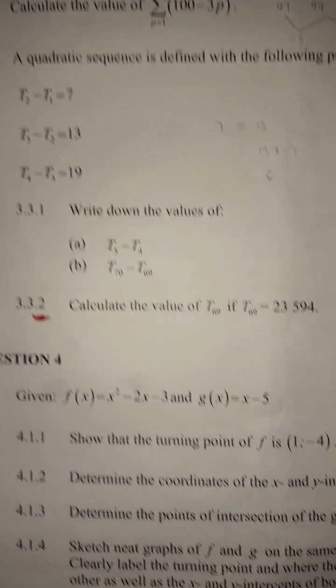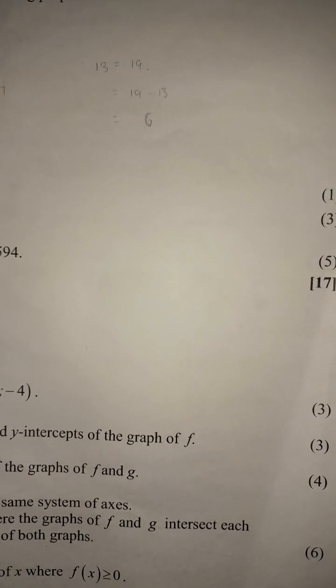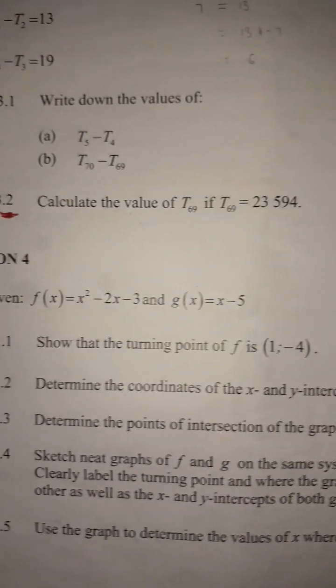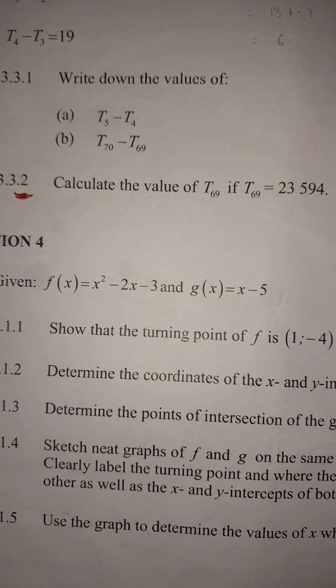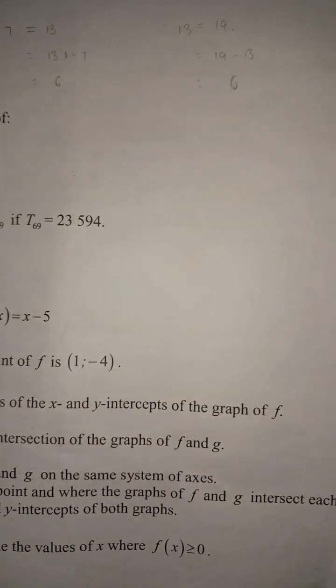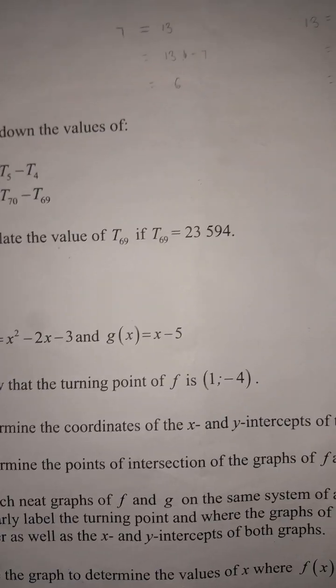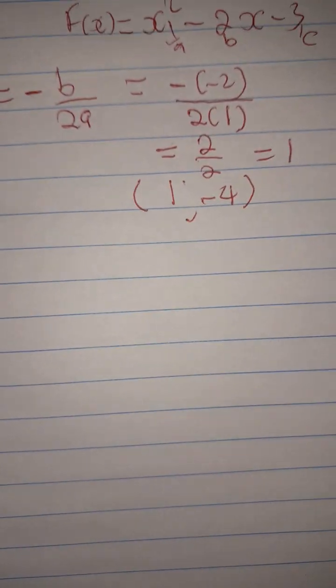Okay. That means we have already shown that the turning point of f is (1; -4). So that's 3 marks. So let's go to the second part. 4.1.2: determine the coordinates of the x- and y-intercepts of the graph of f. Still working with the graph of f, but now we need to determine the coordinates. Okay, let's put this into practice.